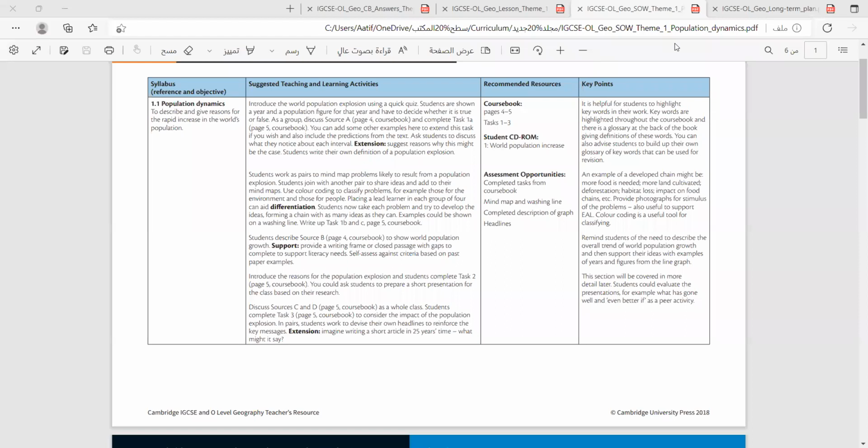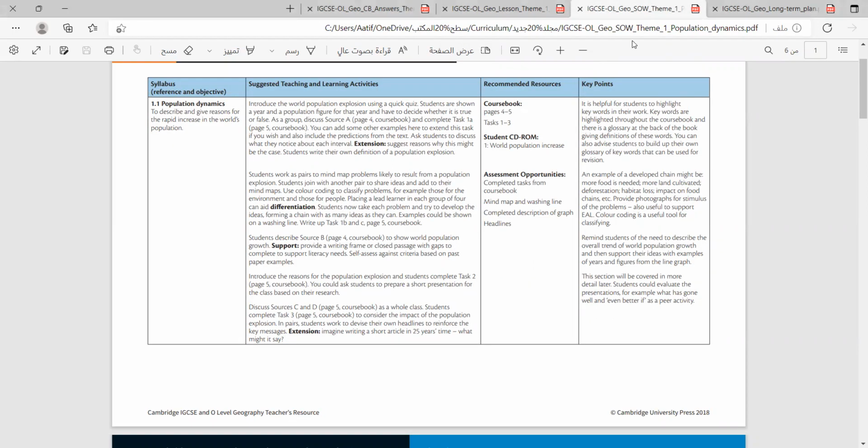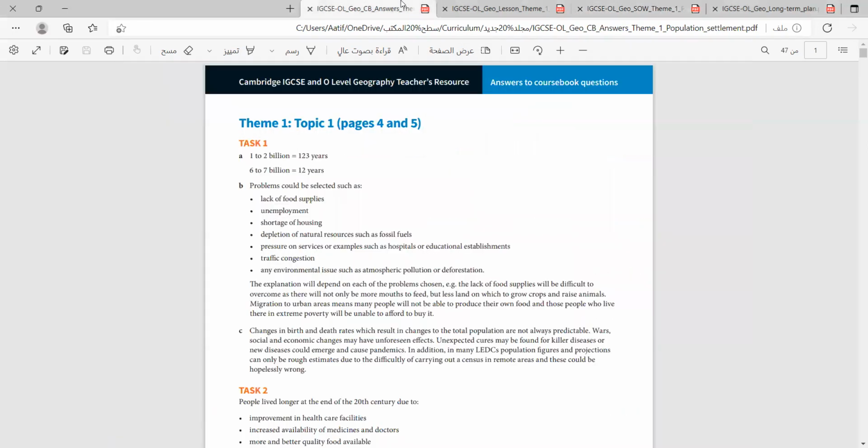Okay, we have also moved to the tasks. We have already done A. How many years did it take the world's population to increase from 1 to 2 billion? It took around, let's see the answers, 123 years. Moving to the second question, how long did it take from 6 to 7 billion? It took around 12 years.